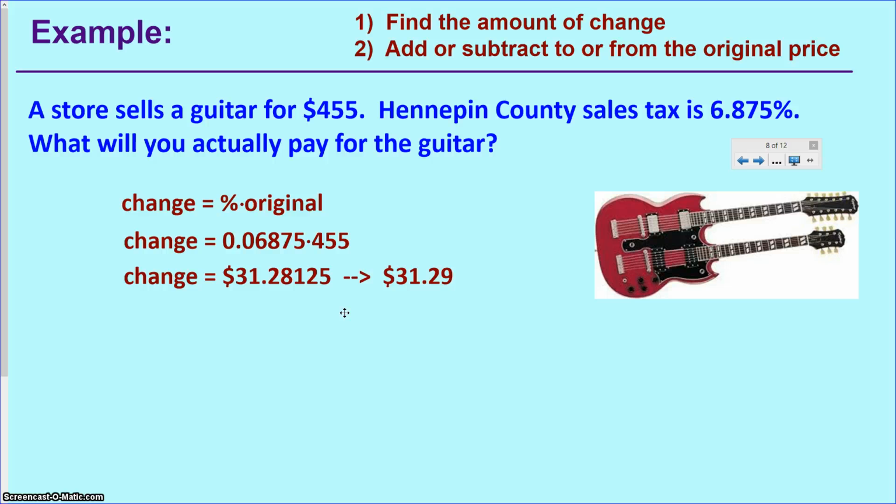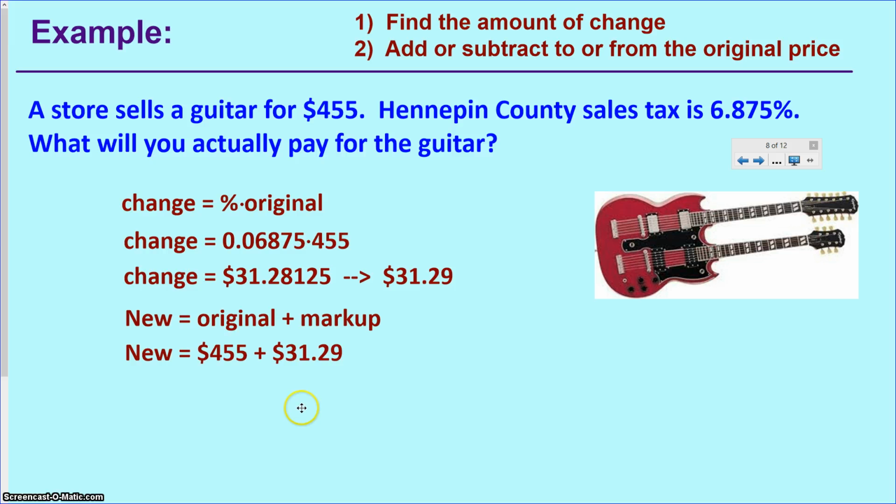Now, see if you can finish off that problem and figure out how much that guitar will cost. Pause the video, figure it out. If you do that properly, take the original. This is a tax situation, so we're going to add the tax to it. So it's 455 plus 31.29 for a total of $486.29.